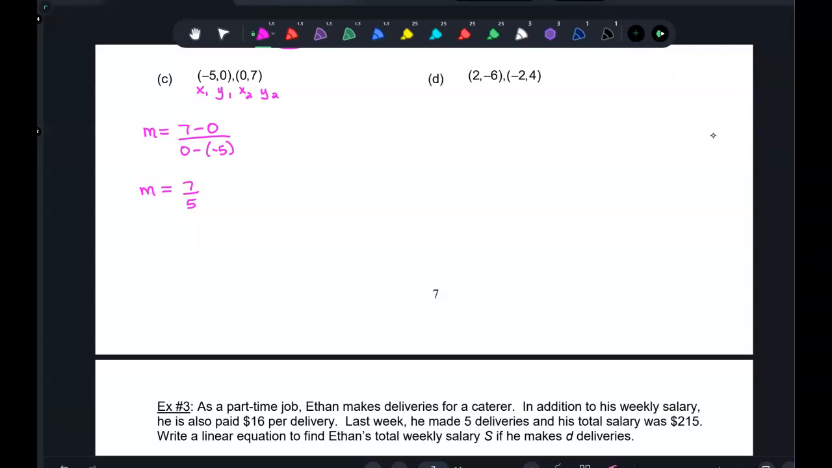Wait, what's b? You have to solve for b. Once you plug everything in, I need to figure out... I have m. I need to figure out what b is, using y equals mx plus b. Now, does it matter which point you use? Do you want to use the first or the second? Second. Okay, we can use the second this time. So 7 equals, so I'm using 7 for y.